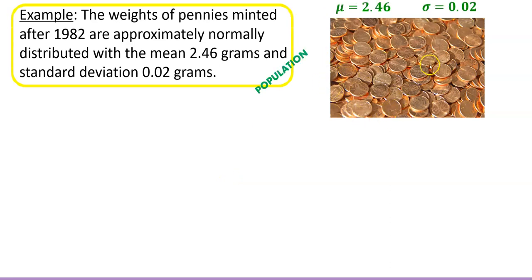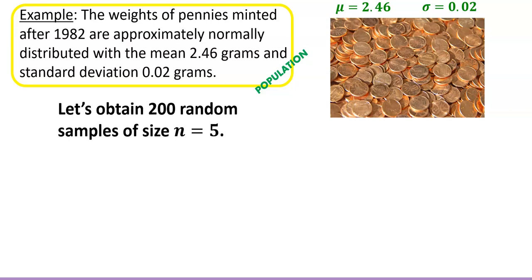So consider all pennies that were minted after 1982. Notice how we're using mu for the population mean. The population mean is 2.46 grams. It means that you can think about it as the average weight. And then sigma stands for the population standard deviation. It equals 0.02 grams, and it describes the spread of this distribution. In other words, it describes the variability in the weight.